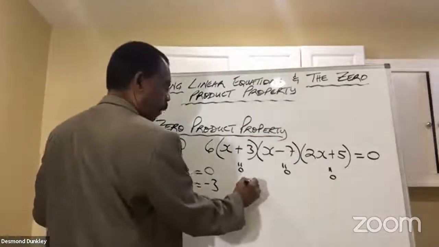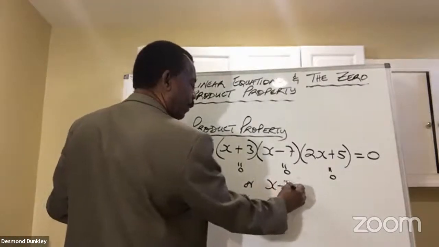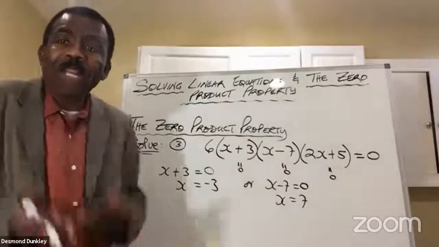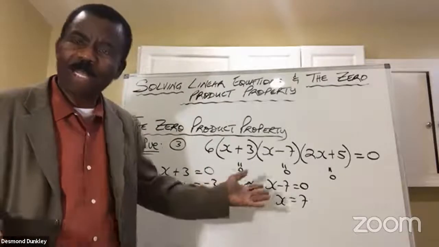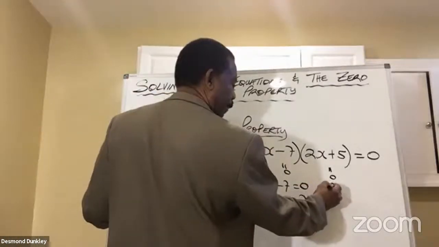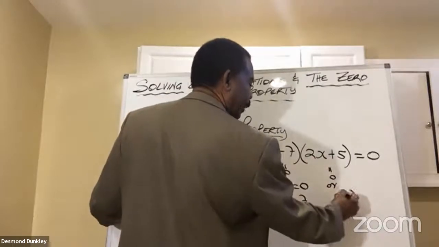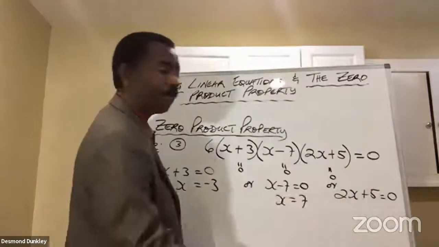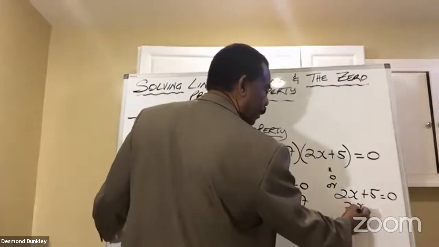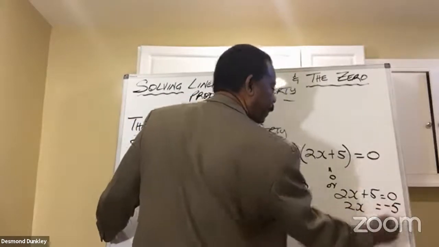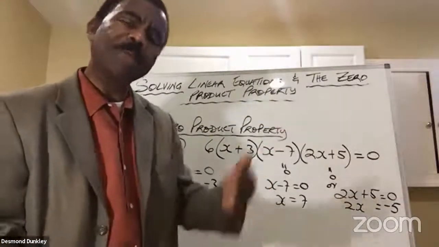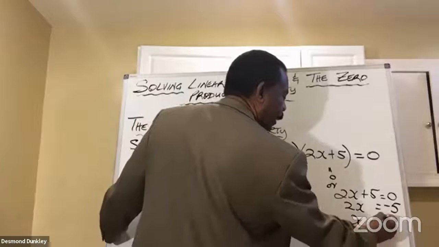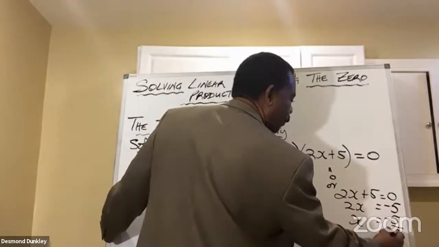Or x minus 7 equal to 0 gives me x equal to 7. Look how easy, like no sweat. Or for this one, 2x plus 5 equal to 0. So we subtract 5 from both sides. We end up with 2x equal to negative 5. 0 take away 5 is negative 5. And then get rid of the 2 by dividing both sides by 2. x equal to negative 5 over 2.